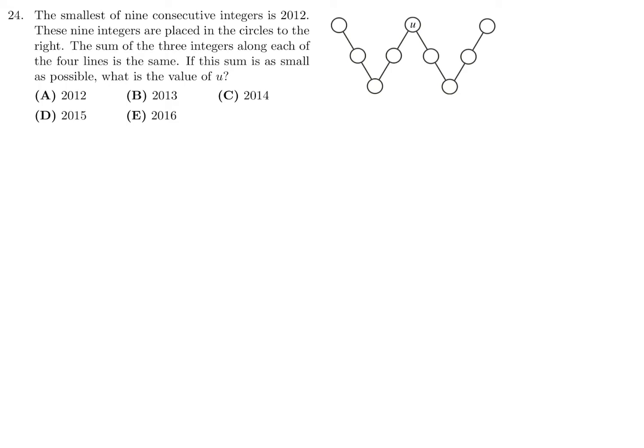The smallest of the 9 consecutive integers is 2012. These 9 integers are placed in the circles to the right. The sum of the 3 integers along each of the 4 lines is the same. If this sum is as small as possible, what is the value of u? Our integers are 2012, 2013, all the way up until 2020. There's 9 of them.